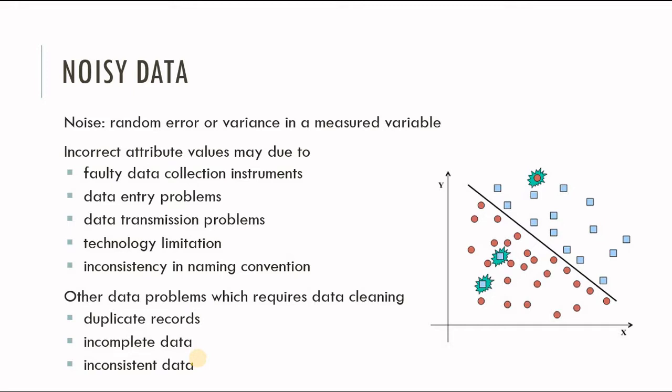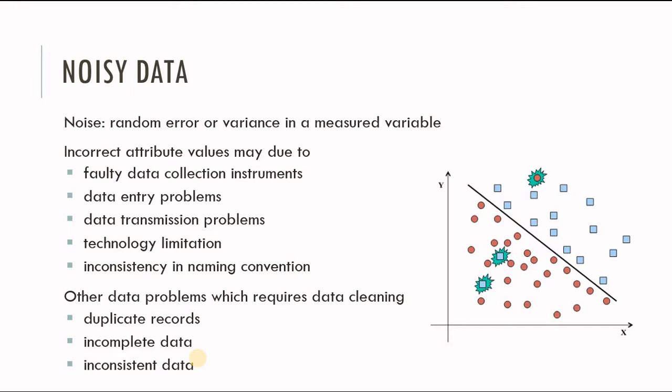Other types of noise in the data include unknown encoding. Suppose you have one column of gender. Gender contains only two values, male or female, but people write some other values like ABC, XYZ. Those values become noise.